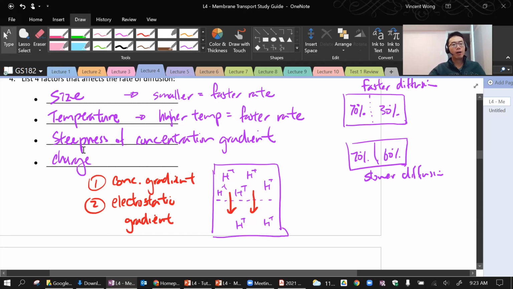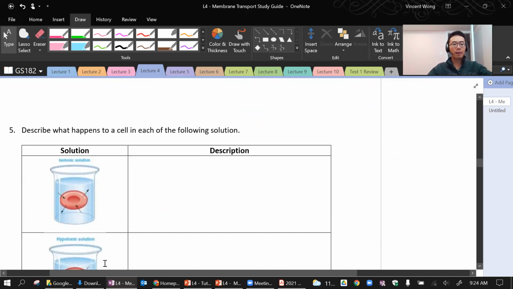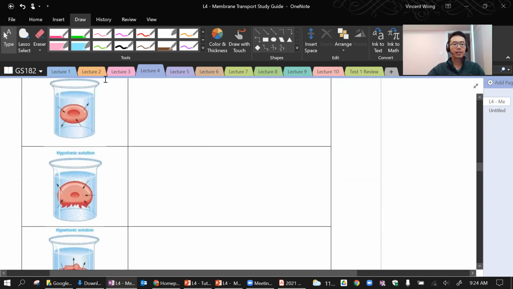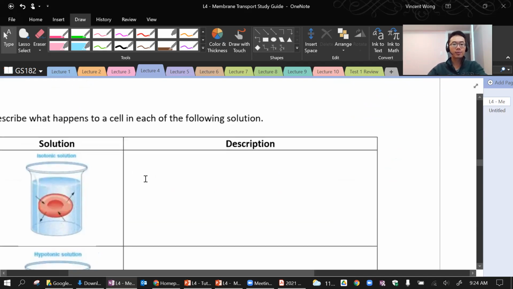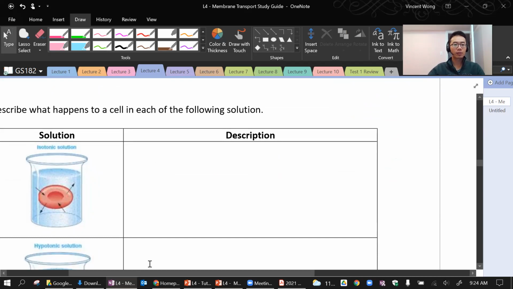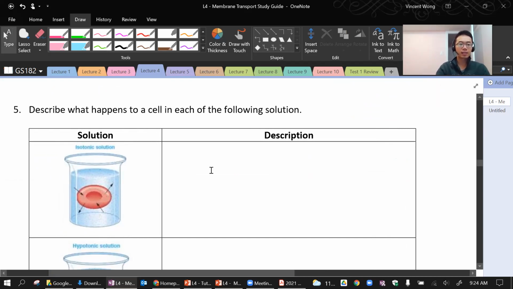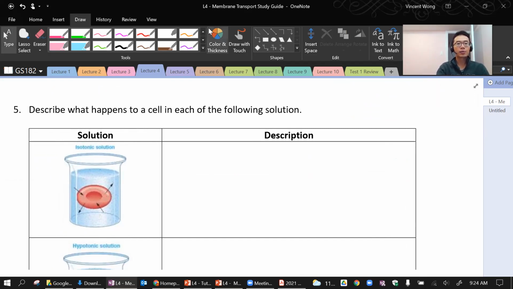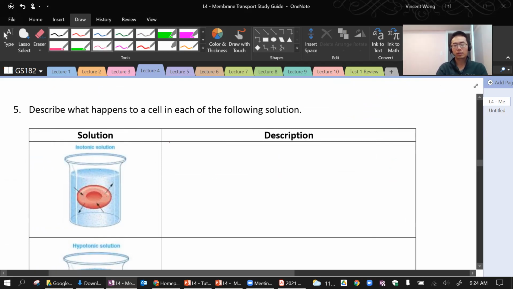But these are the four factors that would affect the rate of diffusion. Okay. And then we talk about what happens when you put a cell in various types of solutions. Okay, so let's start with the first one, right? Isotonic solution. Isotonic. What does isotonic solution mean? Well, isotonic basically means that the concentration of the solute, okay, basically everything that's dissolved in the solution, is the same on the inside of the cell as it is on the outside.